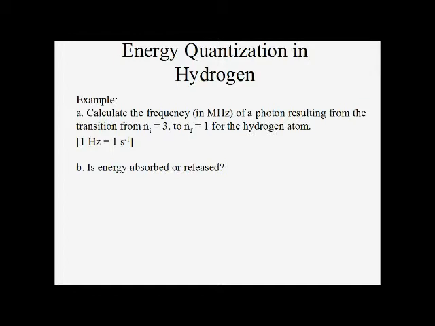If we're doing a transition from n equals 3 to n equals 1 in the hydrogen atom, we're dropping the electron from 3 to 1, so we're releasing a photon of light. We can answer this part B question first: going from 3 to 1, we're releasing the energy, releasing the light.